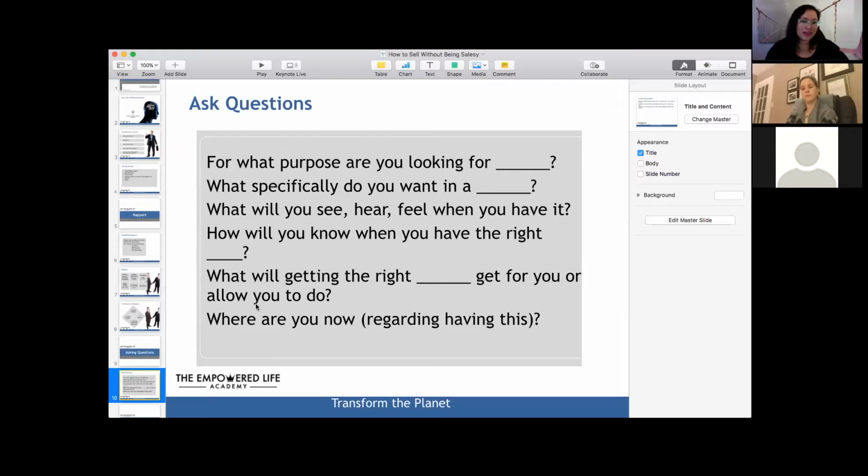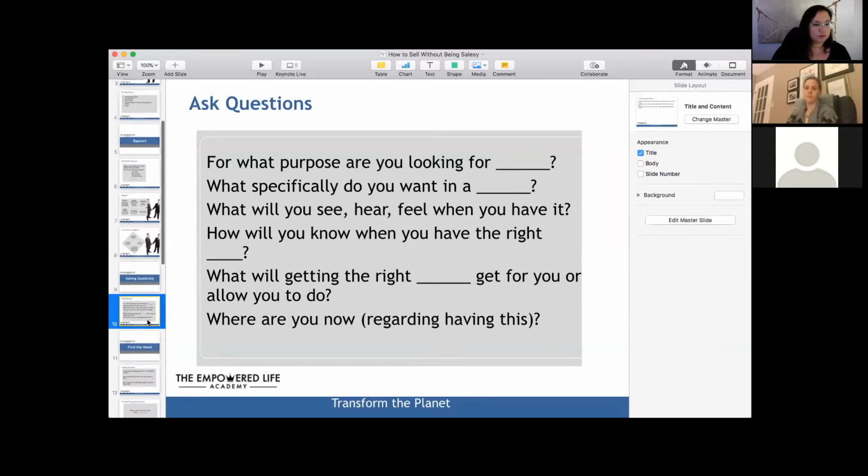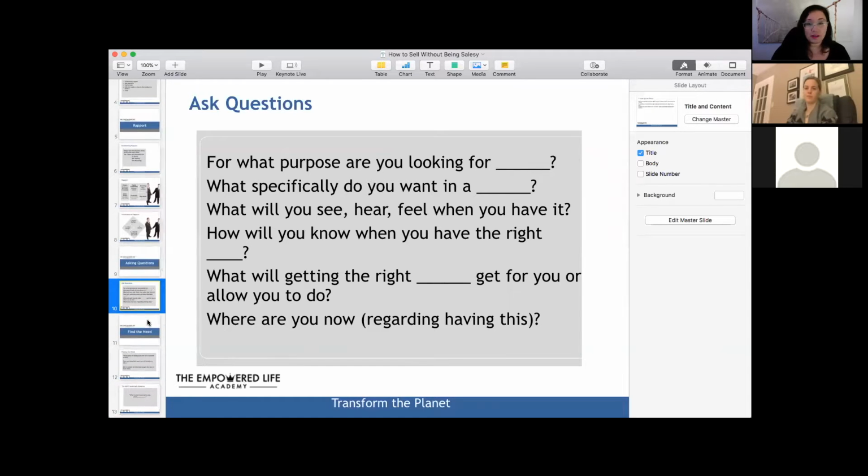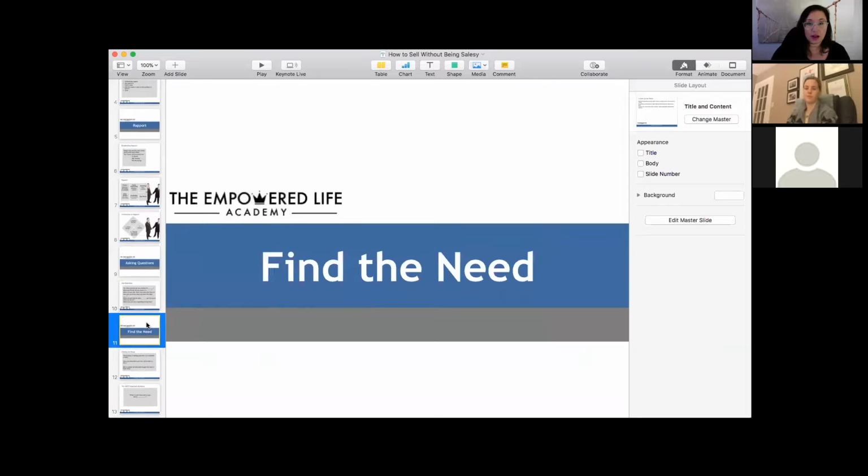So you might not say these exactly like this. This is what we use in NLP, but you can take these questions and structure them towards something that's comfortable for you and natural for you. So you're just trying to find out what is that internal representation, and then can you fulfill it? The purpose of asking questions is to uncover that internal representation and then to find the need or the opportunity.